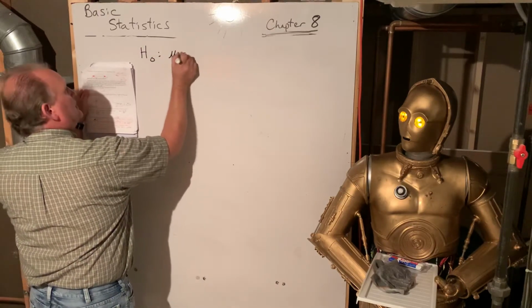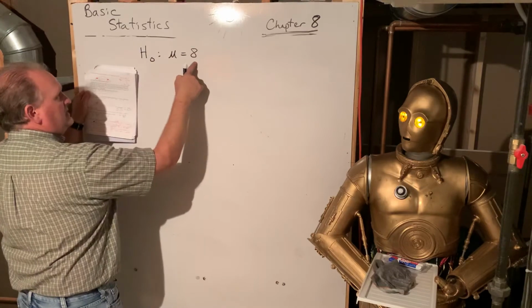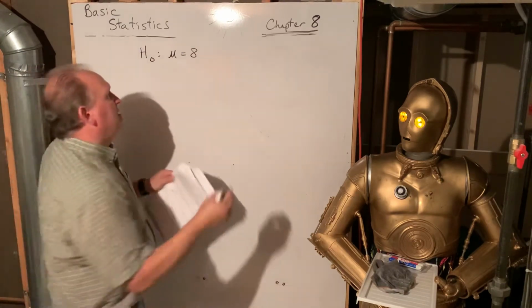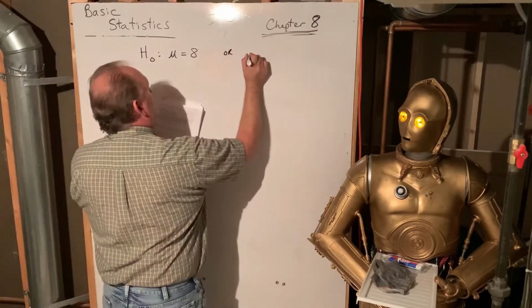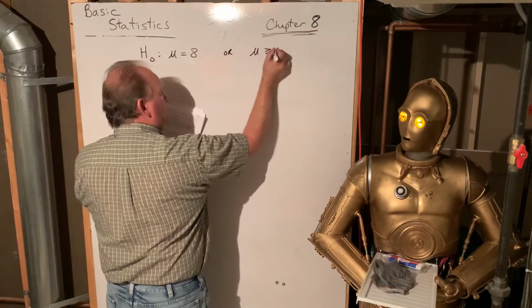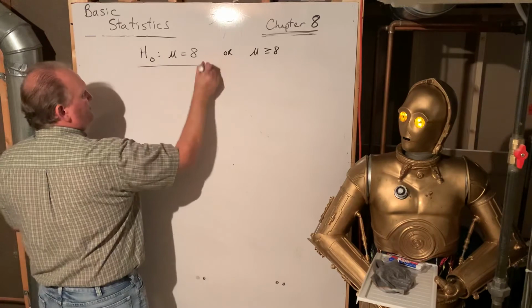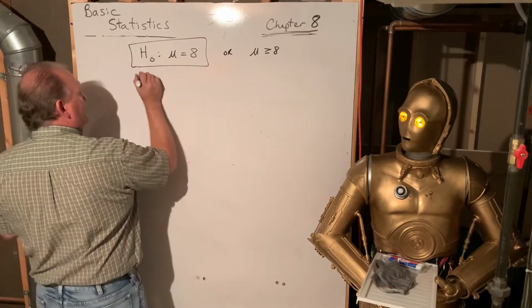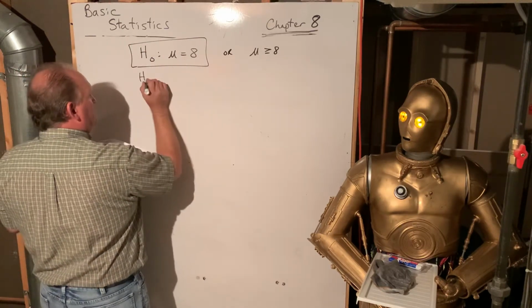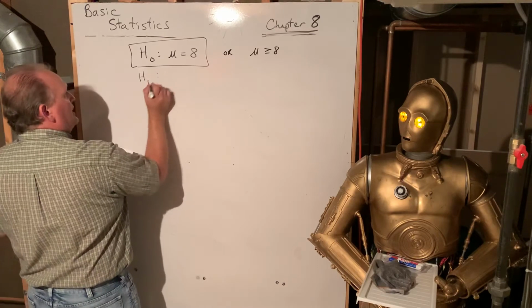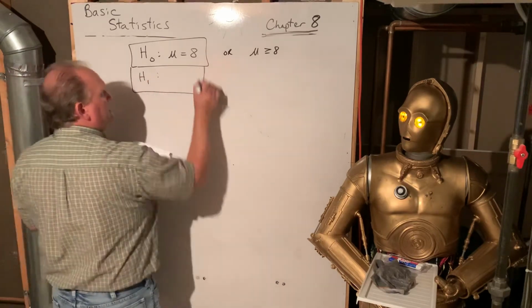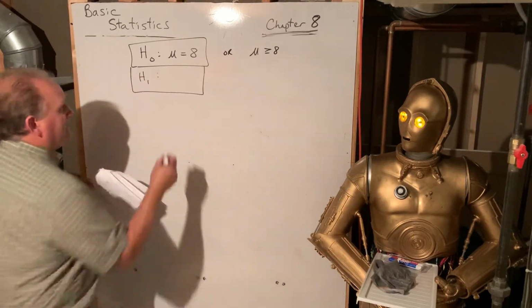So look, we're going to say the mean is equal to 8. Again, I've seen some books go with greater than or equal to 8. Your book pretty much sticks with equals to. I don't think I've seen any where they've used an inequality sign there. And then the alternative hypothesis, we're going to say is less than 8.